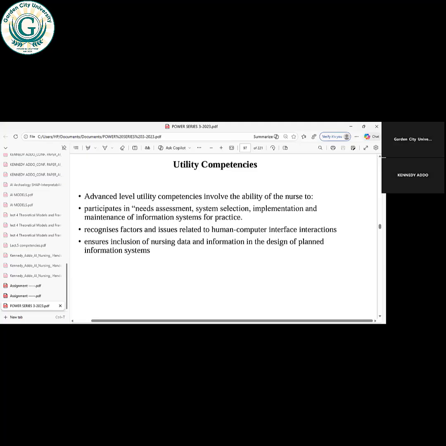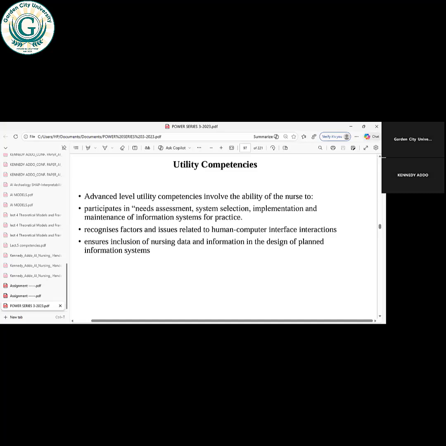The software that you select, other applications, all of them are part of what? Somebody who has advanced. And this one will also confirm the diverse roles of nurses in informatics. Then implementation and maintenance throughout the phases of system implementation, whether the pre-implementation phase or the post-implementation phase, it should be at the heart of such activities or implementation. Recognizes factors and issues related to human-computer interface or interactions, right? You need to do that.